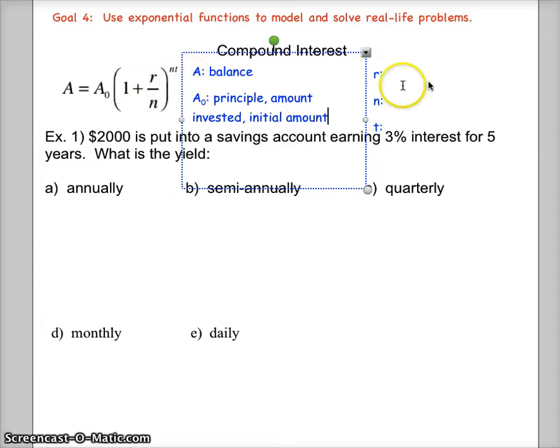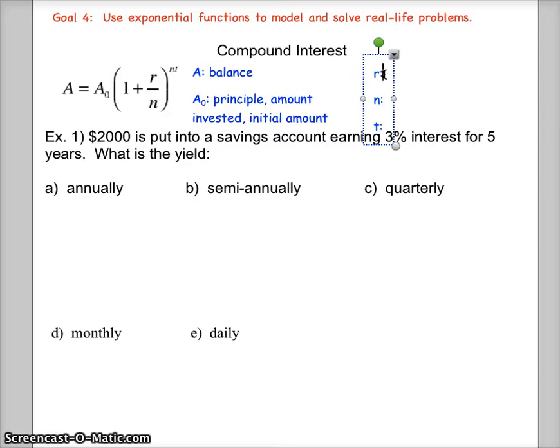Let's talk about R. R would represent the interest rate. Interest rate is always given as a percentage. So it's important to remember that when you plug the interest rate into the formula, you change it from the percentage to a decimal. Even if it's 3.1%, you still have to eliminate the percentage symbol. Remember to do that. You divide by 100, which is equivalent to moving the decimal 2 places to the left.